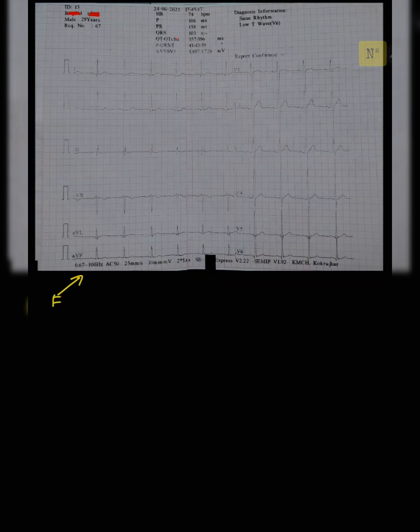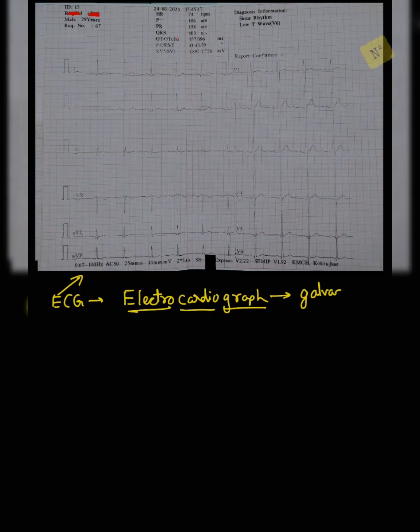The picture that is displayed in front of you is called an ECG, or electrocardiograph. Okay, so that's an electrical instrument which helps us to depict or do some graphical analysis of the cardiac functioning. So it's nothing but a modified galvanometer.